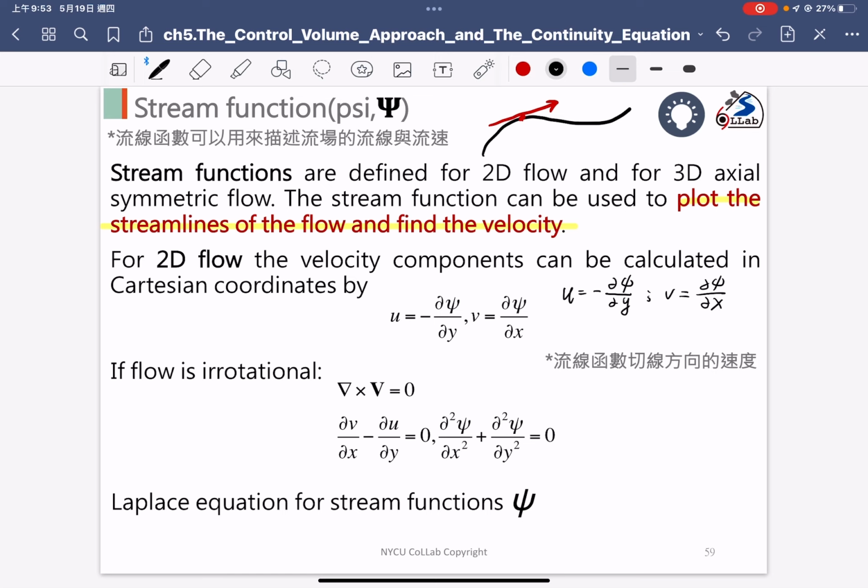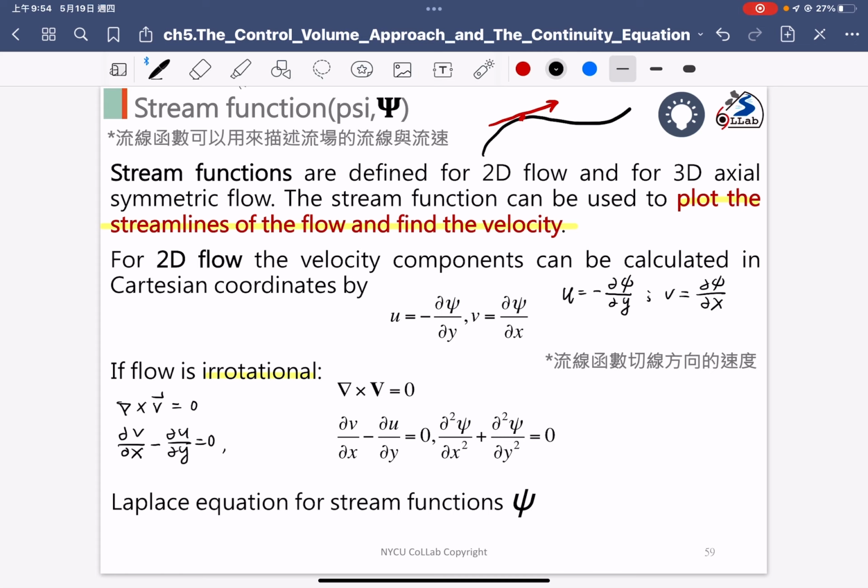So if we know the condition that the flow is irrotational flow, the flow is irrotational flow, and we know that irrotational flow satisfies the differential operator cross product with the velocity vector equal to 0. And then we can write down dv dx minus du dy will equal 0, right?